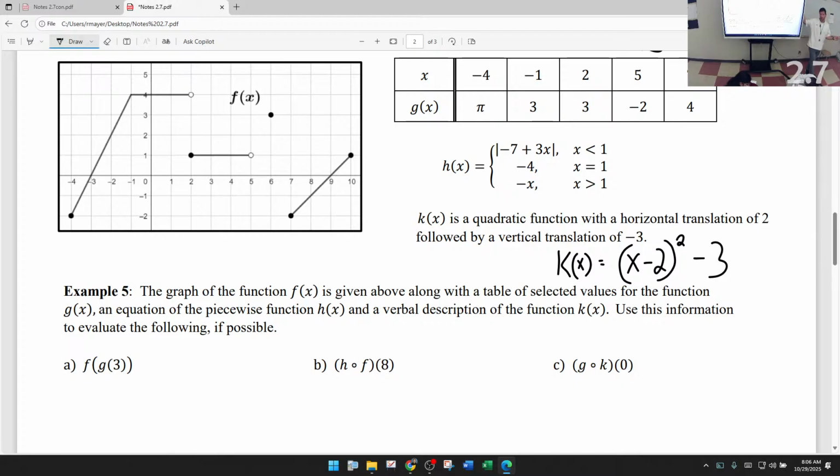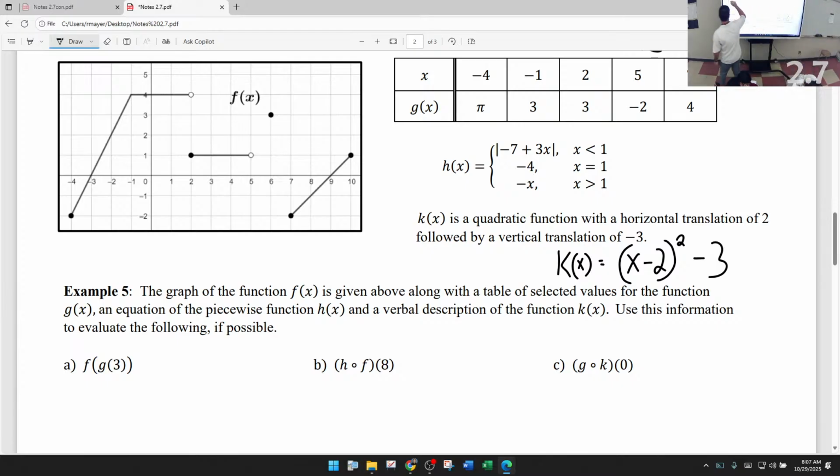And we're not done with translations. We're going to continue to do translations. Luckily, we don't have any dilations. If we had some dilations, that would make it even worse. But just horizontal translation has to go with the X, opposite of what you think. Remember, everything with the X is always opposite of what you think. And the verticals are by themselves.